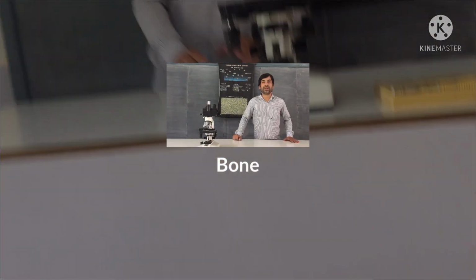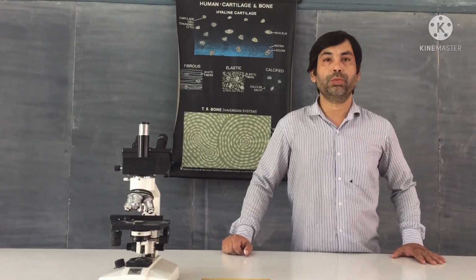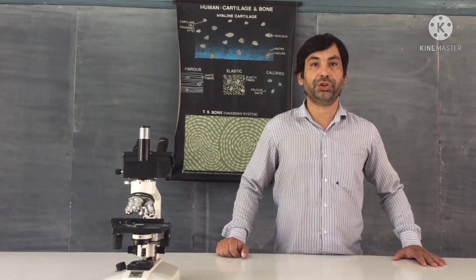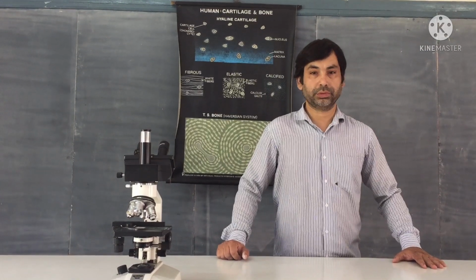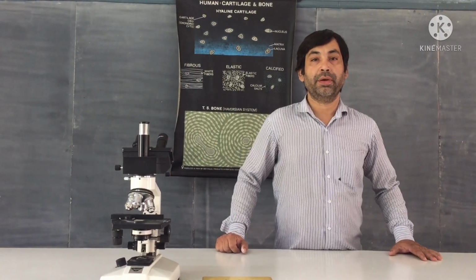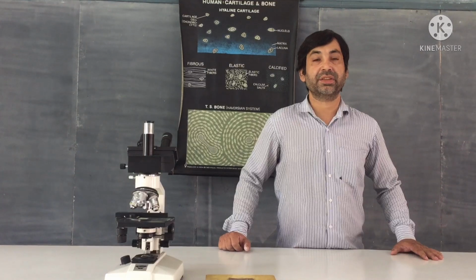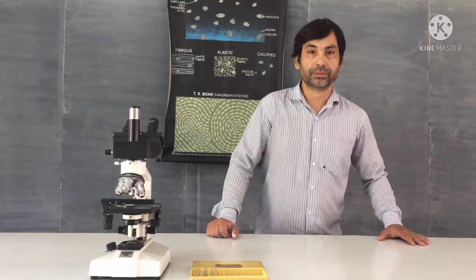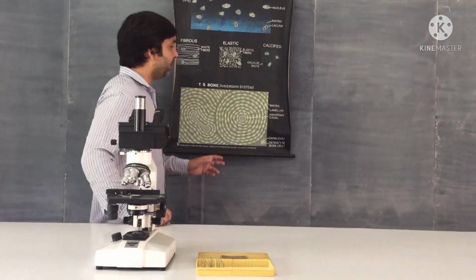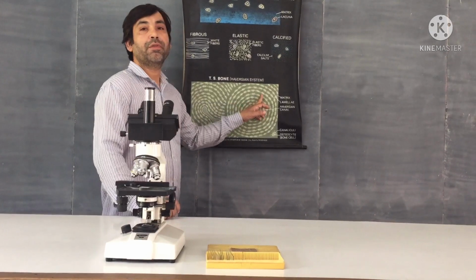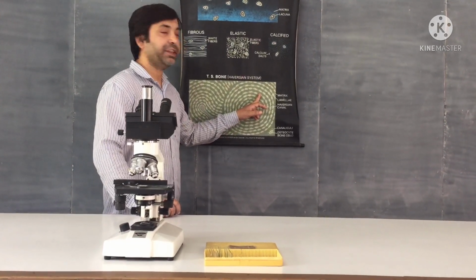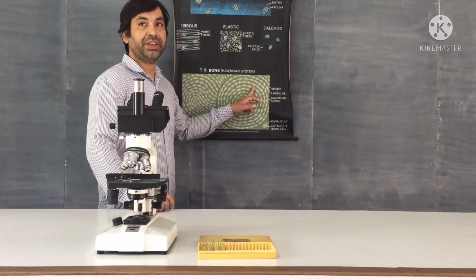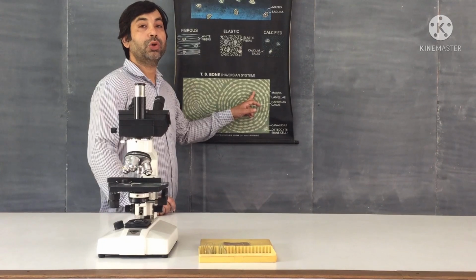Another slide is of human bone. Human bone is a non-pliable, hard skeletal connective tissue. The bone is composed of matrix and cells. Fibers are not found in bones. Bones have a matrix. Inside the matrix, inorganic material is present, such as calcium carbonate, magnesium phosphate and calcium phosphates, which makes bones very hard.